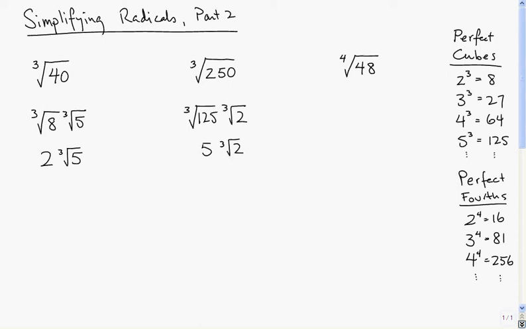Fourth root of 48. So now we're looking for factors that are perfect fourths, or fourth powers. And I've listed the first few. And you can see here that 2 to the fourth is 16. So if I factor the fourth root of 48 as the fourth root of 16 times the fourth root of 3, then I can replace the fourth root of 16 with simply the integer 2. So this is 2 times the fourth root of 3.